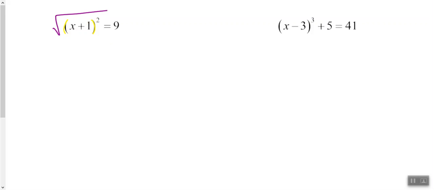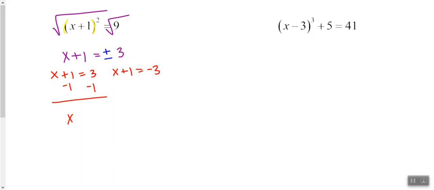So I'm going to square root each side, and that leaves me with x plus 1 is equal to plus or minus 3, because the square root of 9 is positive 3 or -3. Now I can create my two problems. So x plus 1 equals 3, x plus 1 equals -3. Subtract the 1, and we get x to equal 2. Subtract the 1, and we get x to equal -4. And there are our two answers.